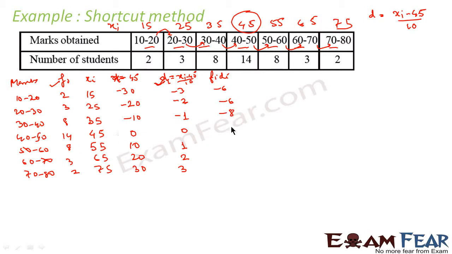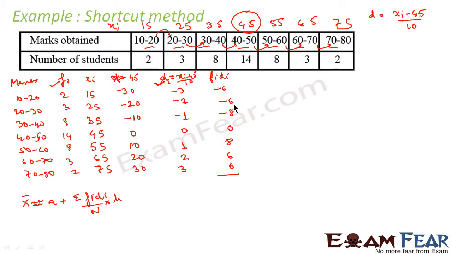14 into 0 is 0. 8 into 1 is 8. 3 into 2 is 6. And 2 into 3 is 6. This is the value of fidi. Correct? We'll add this because the summation of fidi is required. Correct? Because the formula which we had was for a mean: exact mean is nothing but assumed mean plus sigma fidi by n into h. Correct? So let's find this value.